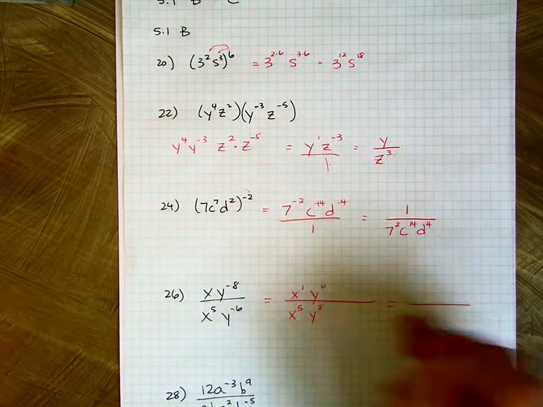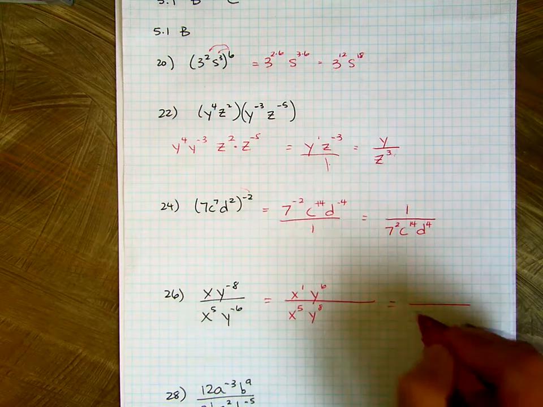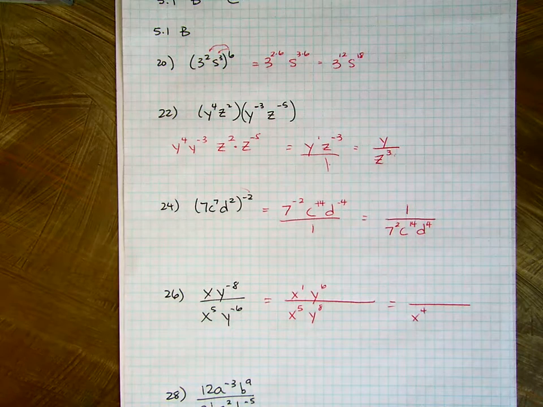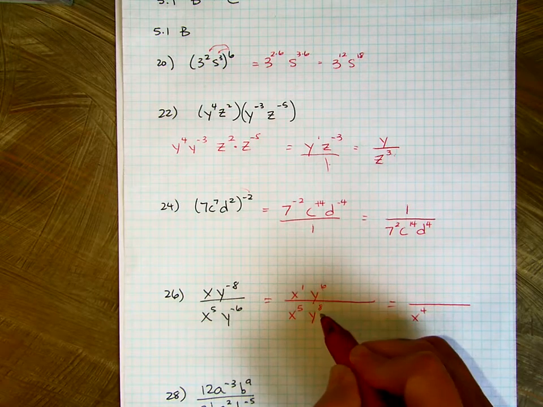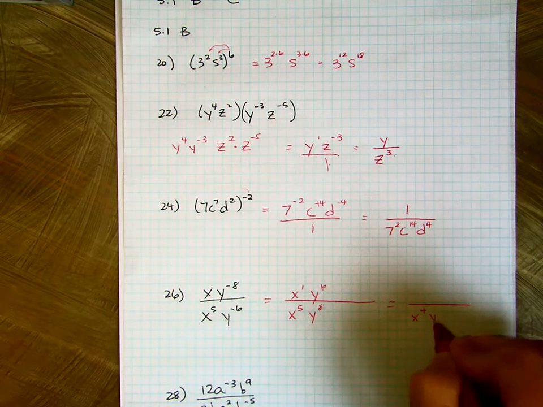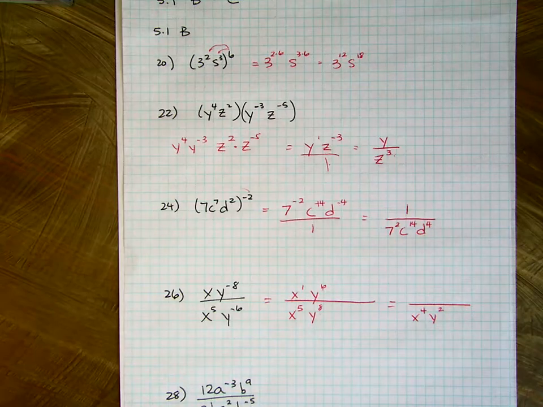And then when I do that, I have 1 x on the top, 5 x's on the bottom. When they cancel, I'm going to be left with 4 on the bottom. I have 6 y's on the top, 8 y's on the bottom. I'm going to be left with 2 y's on the bottom once they cancel.